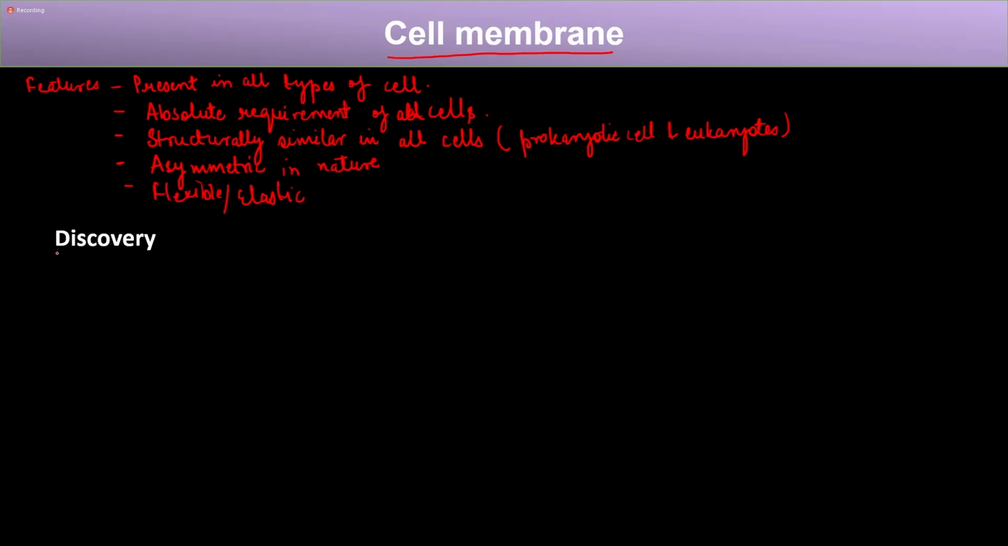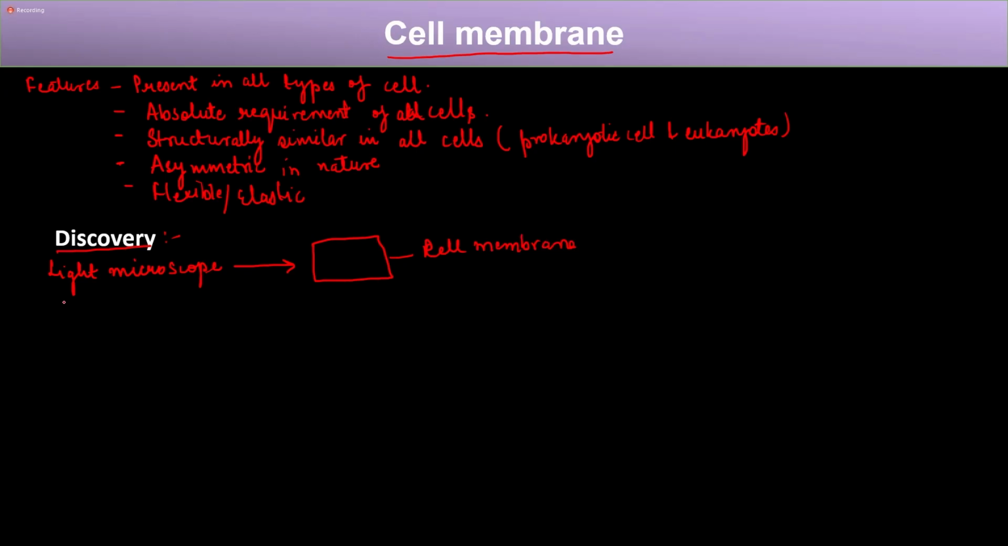Now, if you talk about the discovery of the cell membrane, as we know, cells are very small entities, so if you want to visualize a cell, you need a microscope. In earlier times, the microscope that was invented was the light microscope. If you visualize a cell inside a light microscope, you will see something like this: a boundary, and this boundary was the cell membrane. So in a light microscope, you can see the cell membrane, but it looks just like a boundary.